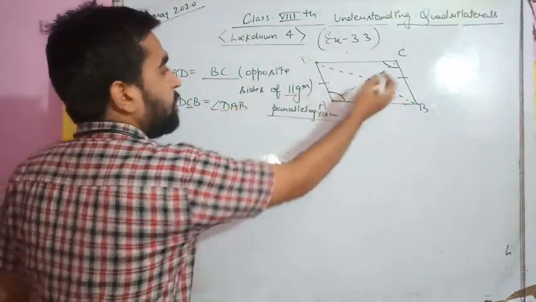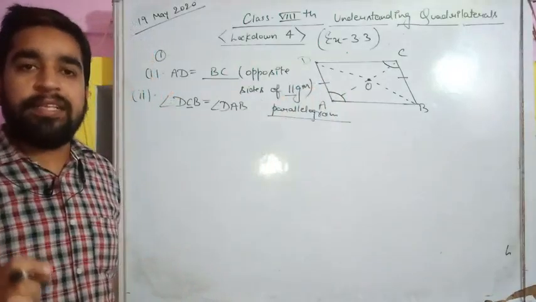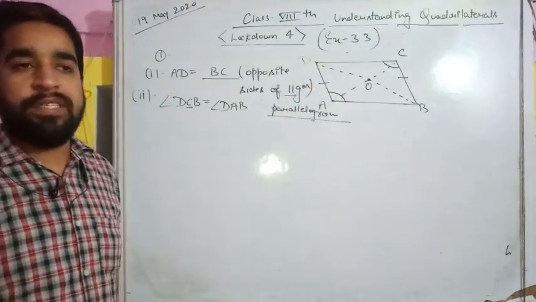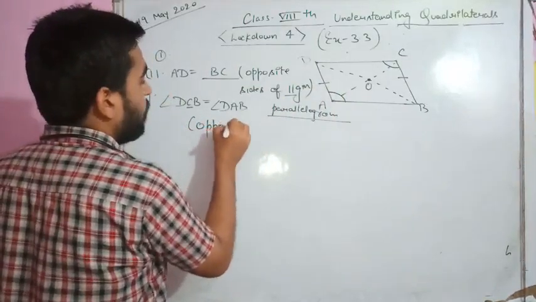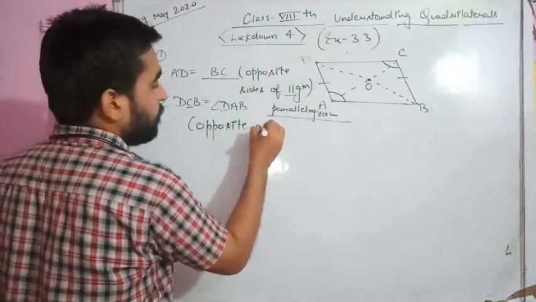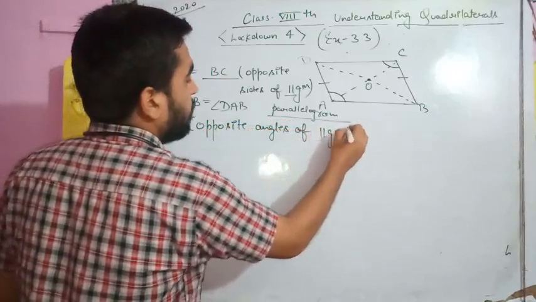Why will DCB be equal to DAB? The reason is opposite angles of a parallelogram are always equal. So, opposite angles of parallelogram. This is the reason.